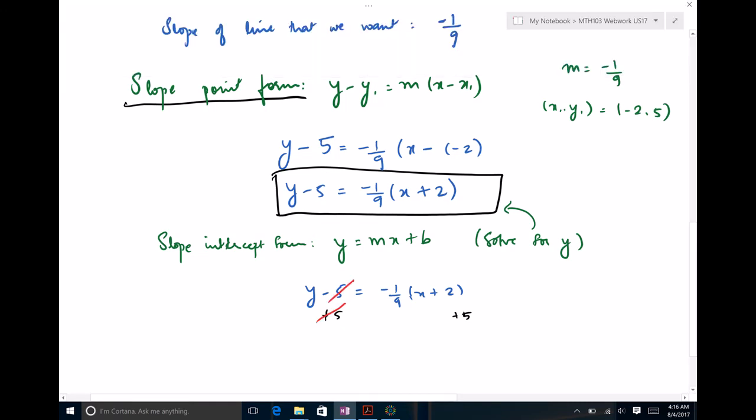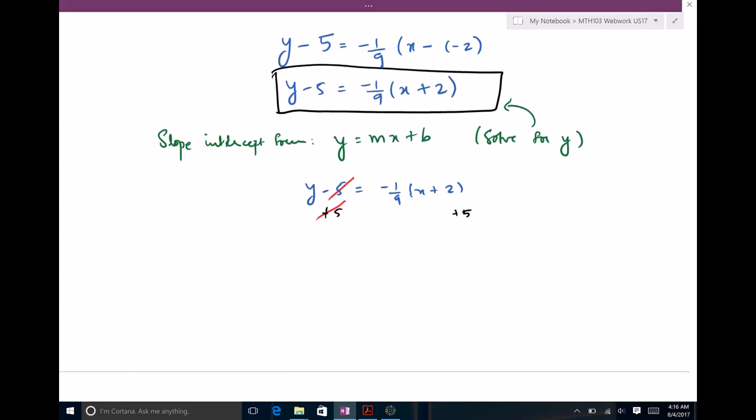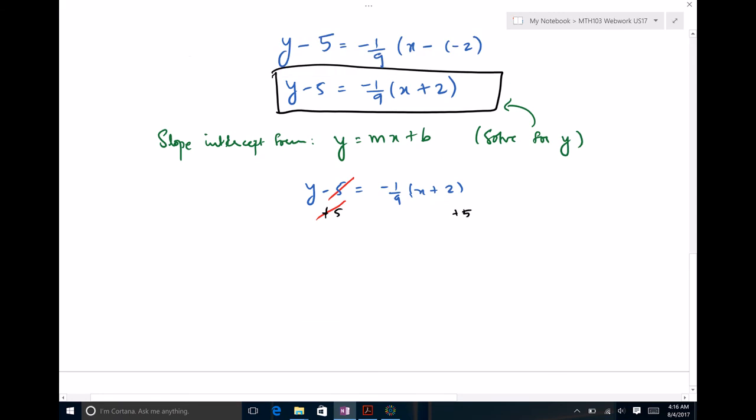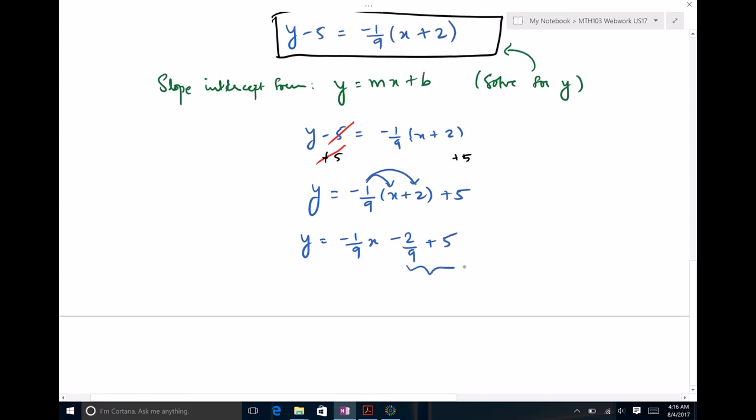So 5 cancels from the left hand side, and on the right hand side we have y equals negative 1 over 9 times x plus 2, plus 5. Now I need to distribute the negative 1 over 9 to both of these terms. So I have y equals negative 1 over 9 times x plus, well, negative 1 over 9 times 2 is negative 2 over 9, plus 5. Last thing I need to do is simplify these two terms.